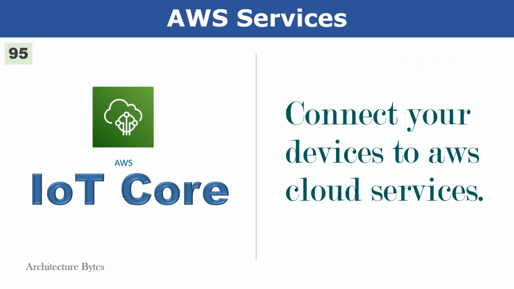IoT Core is used to connect your devices to AWS Cloud Services in a secure manner using your preferred communication protocol like MQTT, MQTT over WSS, HTTPS, and so on. You can securely transmit messages to and from your IoT devices such as sensors, embedded devices, and your applications with high throughput and low latency.